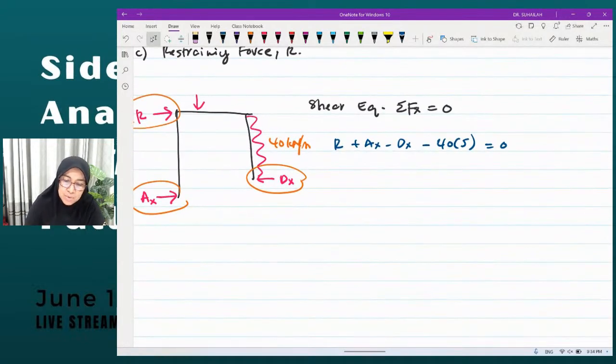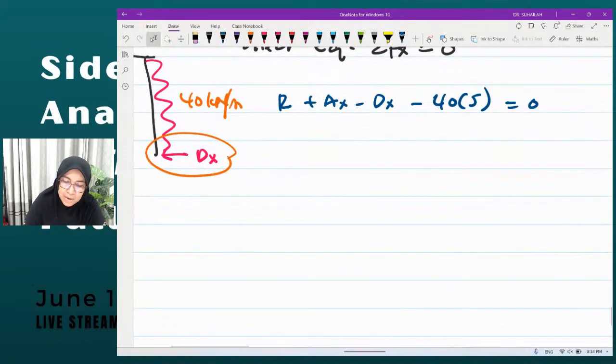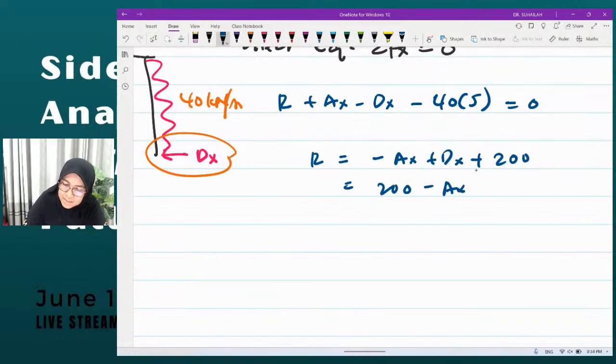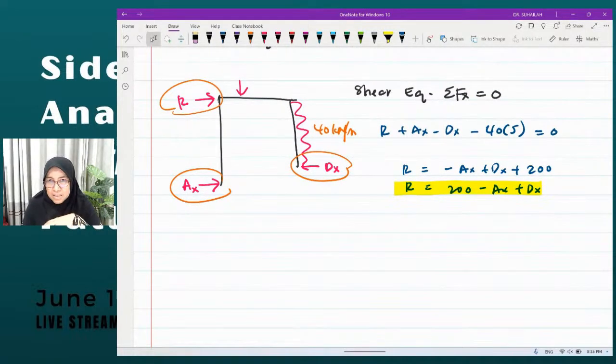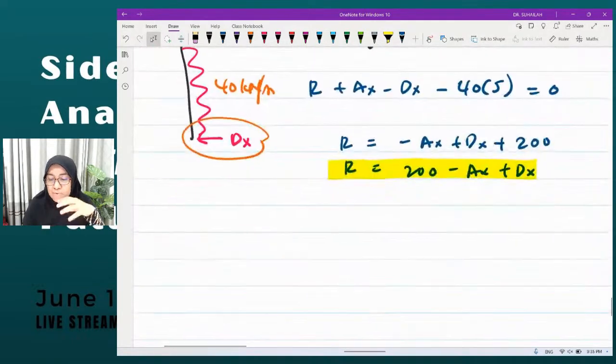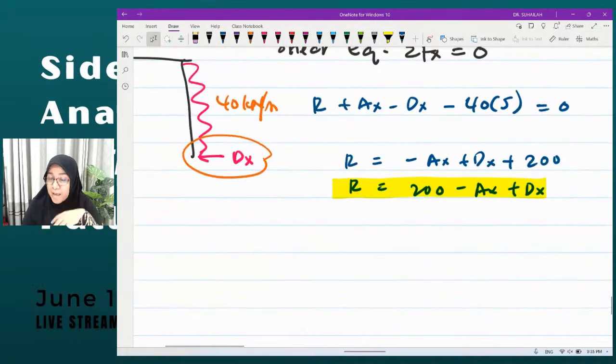So from this, we will rearrange and we write R is equal to negative AX plus DX plus 200, or 200 minus AX plus DX. Okay, this is R. It means that to calculate R, we have to know AX and we have to know DX.